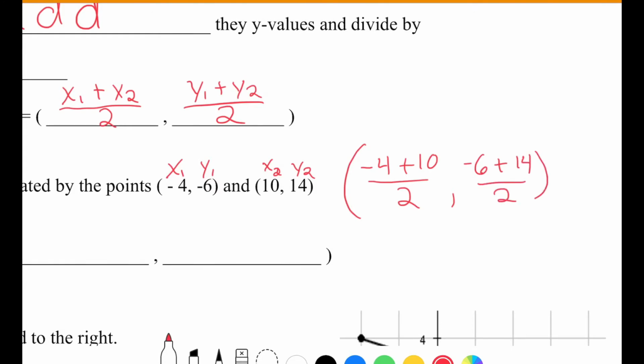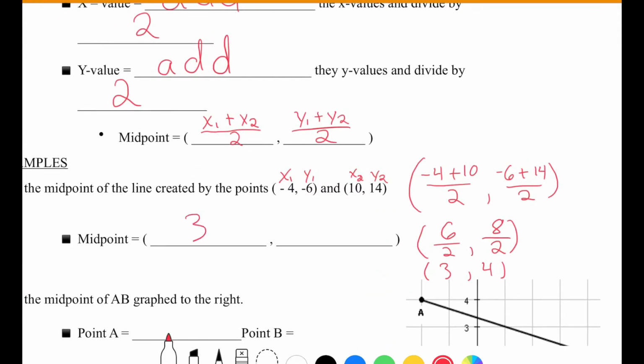And then we simplify. So for the x values, -4 plus 10 gives us 6, all over 2. For our y values, we have -6 plus 14, which gives us 8 over 2. And then lastly, 6 divided by 2 gives us 3, and 8 divided by 2 gives us 4. So that would be our midpoint. So that is how we use our midpoint formula.